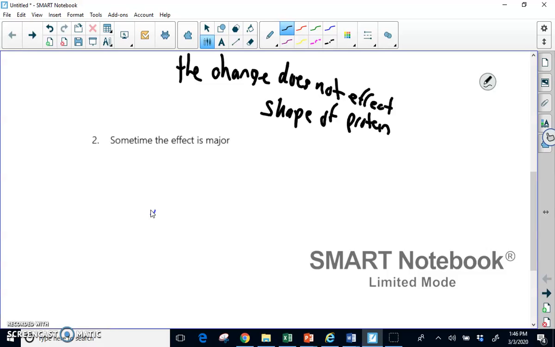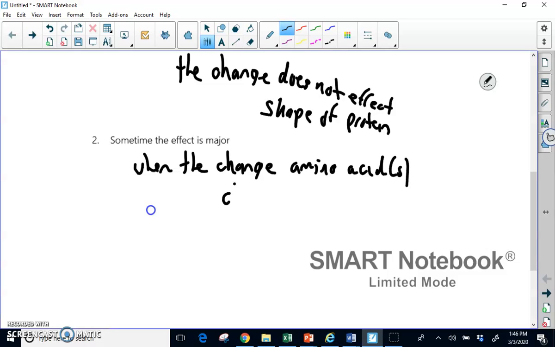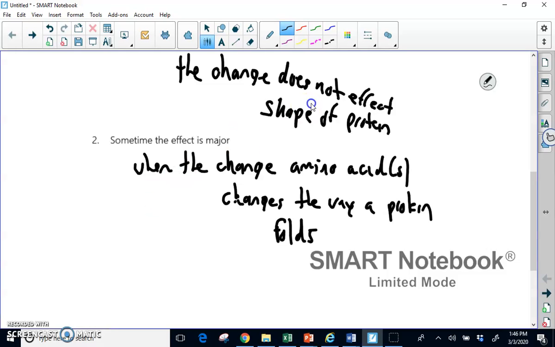So sometimes the effect of a mutation is absolutely no effect. The protein functions the same way, but sometimes there's a major effect, when the change in amino acids, either one or many, changes the way a protein folds. And if it changes the way a protein folds, then it can't do its job. We learned back in, I think it might have been September, about enzymes.